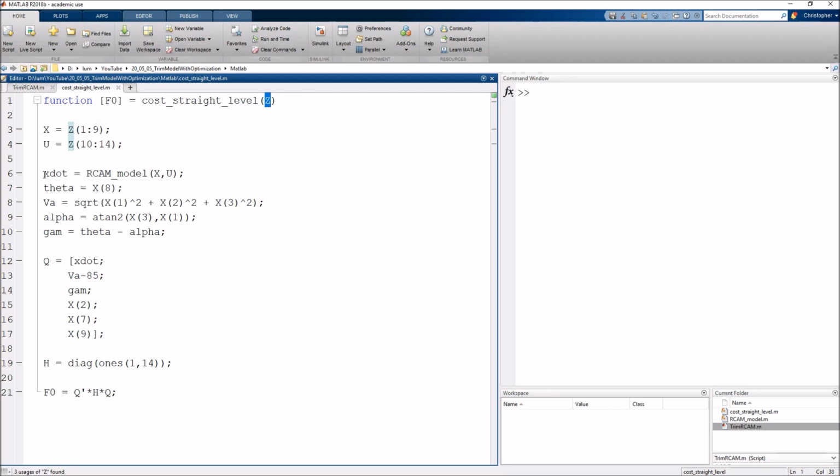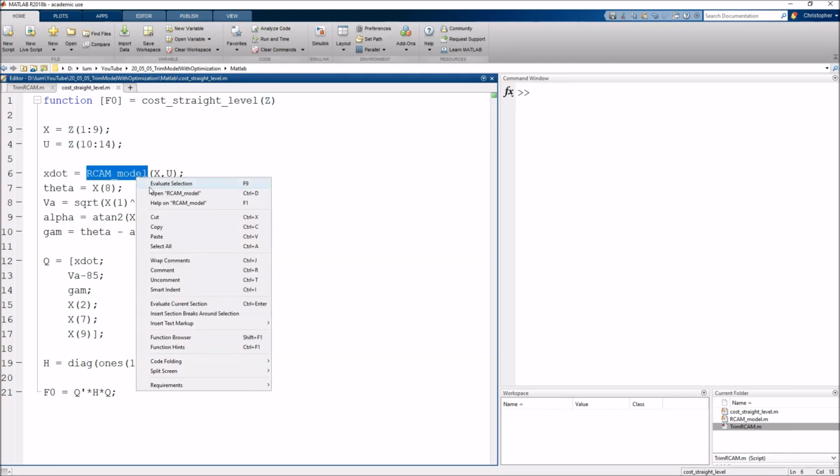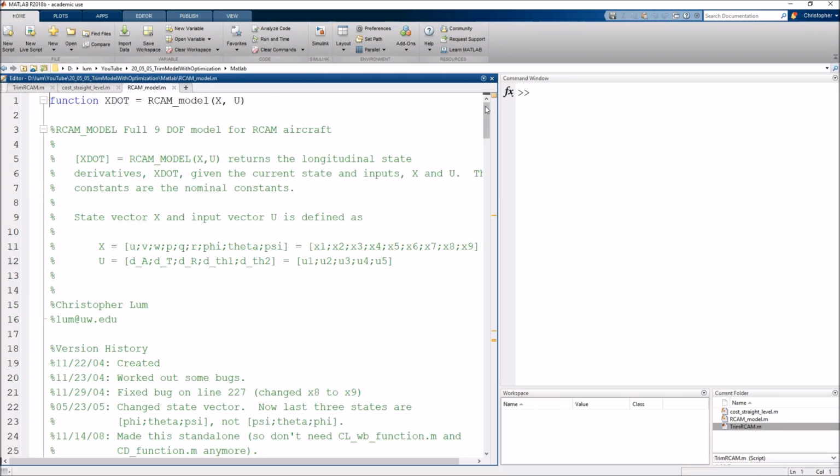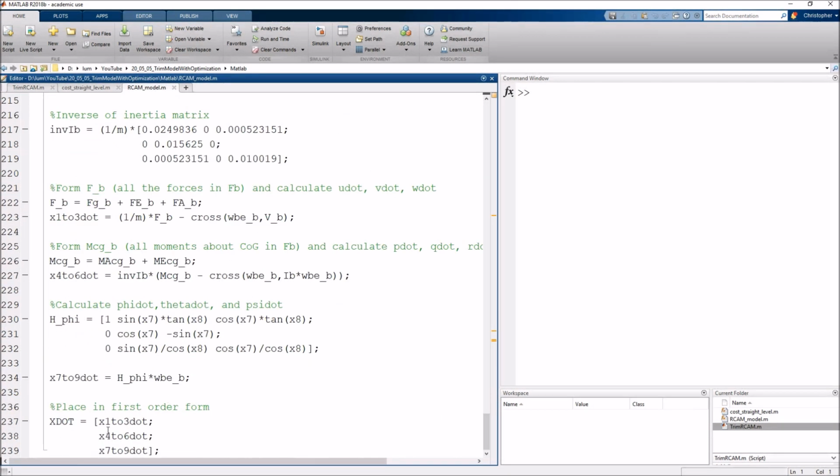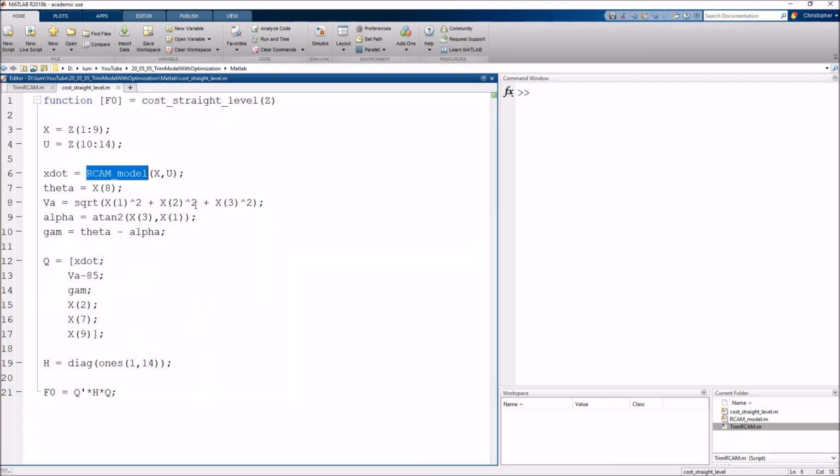That's just going to allow me to call our standard RCAM model function. This is the function that we developed earlier that is a couple hundred lines of code. But what it basically does is it calculates, at the end of the day, the state derivative x dot if you give it x and u. So this is where all the magic and all the complication comes in: the dynamics of the aircraft are all captured here in line 6.